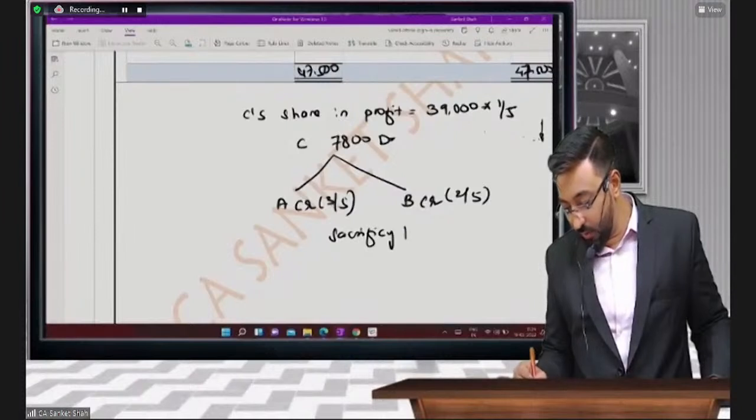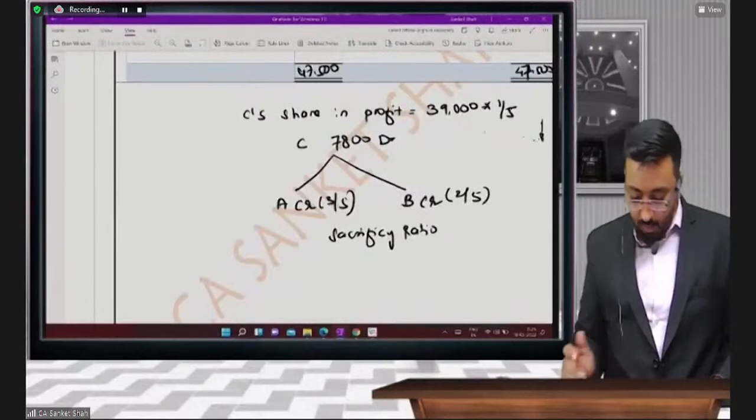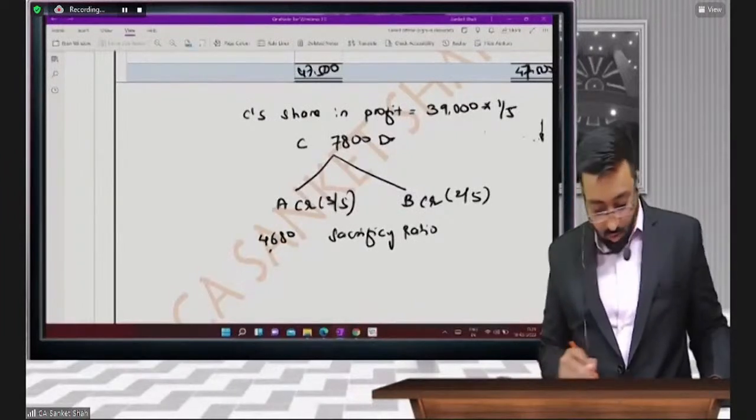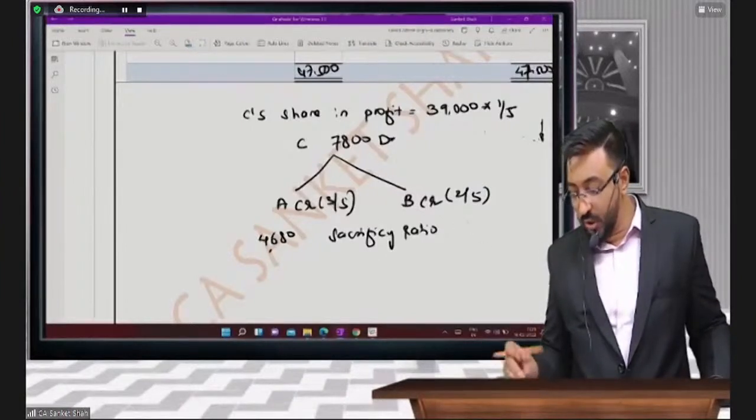Sacrificing ratio. So 7,800 divided by 5 into 3 is equal to 4,680, and into 2 is equal to 3,120. All of you know the shortcut?